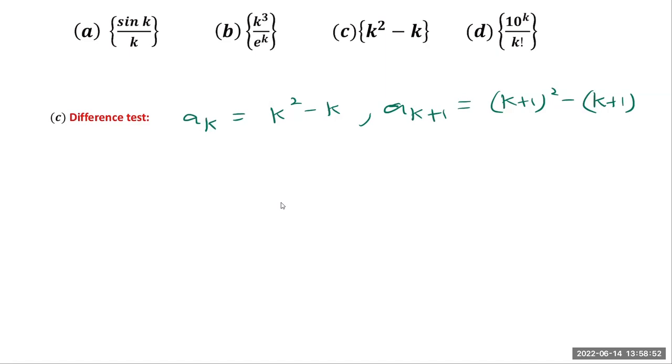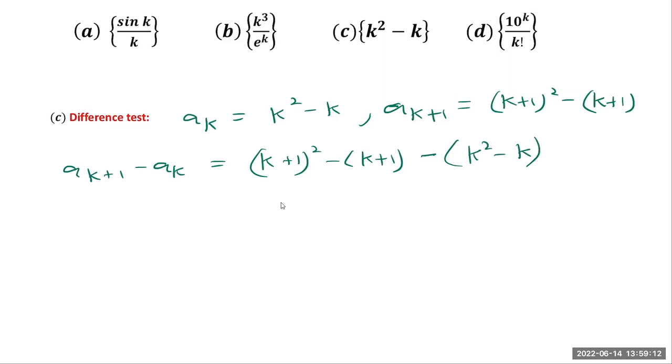And then you calculate the difference, a_{k+1} minus a_k. This is going to be equal to (k+1) squared minus (k+1) minus (k squared minus k). What would this give you? If you compute this difference, I think you will get 2k, okay? You're going to get 2k.